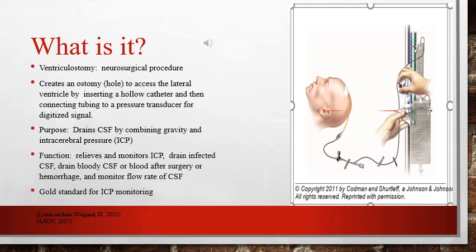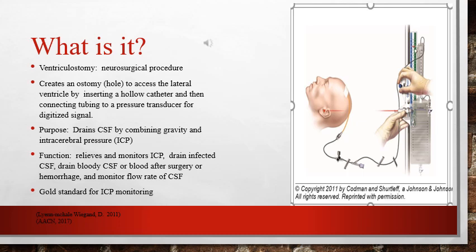So now we want to think about, okay, what is this EVD? What is it? Why do I even need this? So this is a device that is actually placed by a neurosurgeon. It is a ventricular ostomy, and it'll actually be a creation of a hole. And the goal of the surgeon is to actually access the lateral ventricles where the CSF fluid is. And he'll use a catheter, and this catheter is hollow. And he's going to tunnel this in.